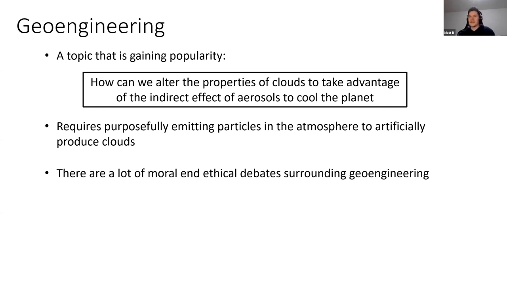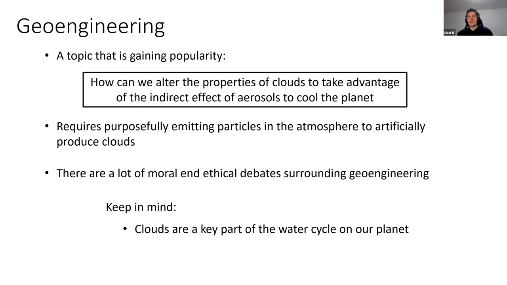So whenever you hear this again in the future, which I expect will become more popular in the news as we continue to progress, I just want you to keep in mind that clouds really are a key part of the water cycle. And if you could control where clouds are forming and how clouds are forming, you can control where it rains. And if you control where it rains, you control a lot more. And that's really a scary thing.